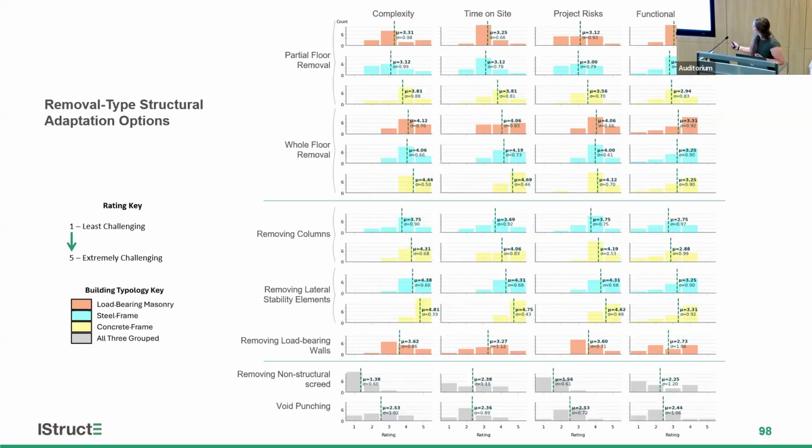You can also see from this that within this structural adaptation type, the lateral stability elements, probably not surprisingly, came out as some of the most challenging. And the removal of non-structural screed seemed to be at least the simplest for complexity, but generally rated fairly low, i.e. less challenging for the other aspects as well.